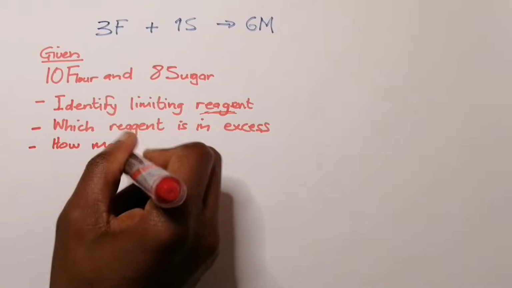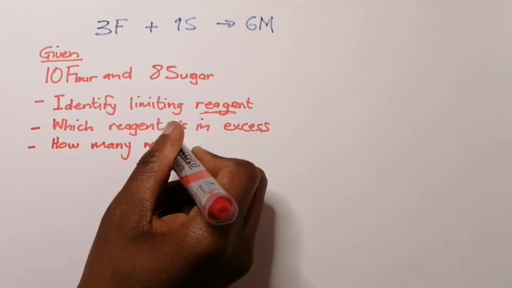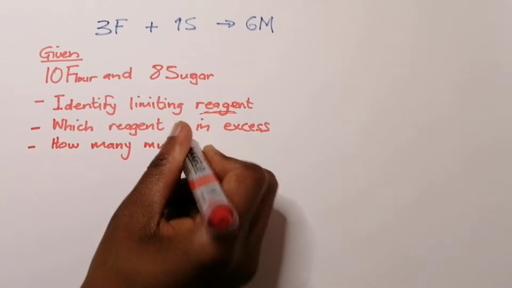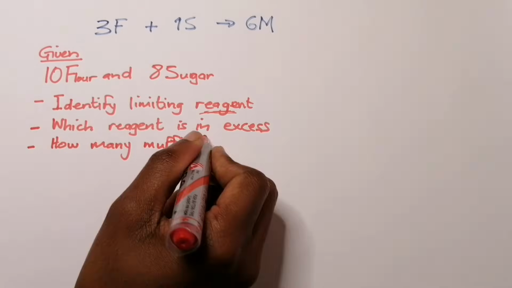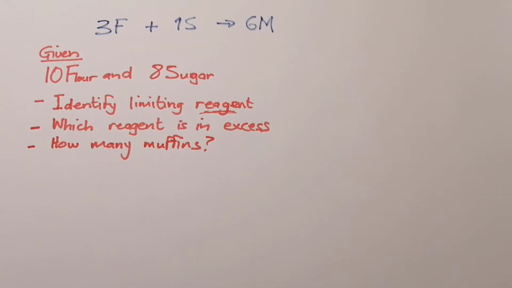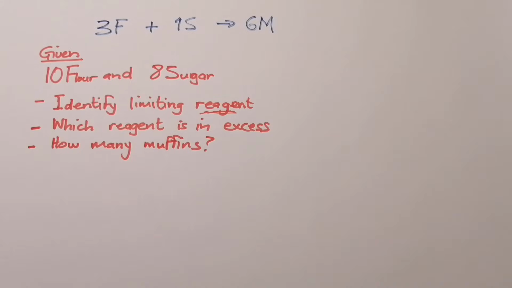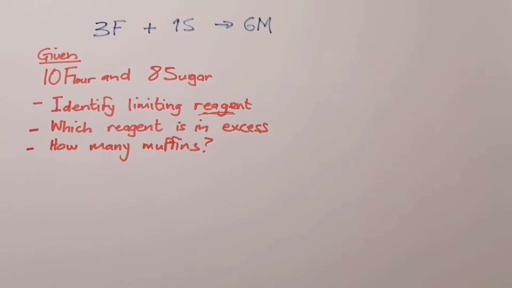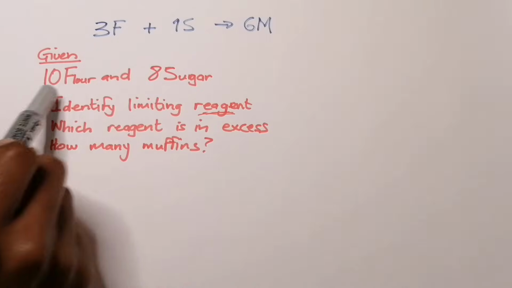So, ladies and gents, as you are with me, I want to show you how we are going to find out which one is the limiting reagent, and how many muffins we are going to produce. Now, as I said, please just stay with me. Remember, this is our formula. It tells us the basic ratios. And after that, we have what is actually given.